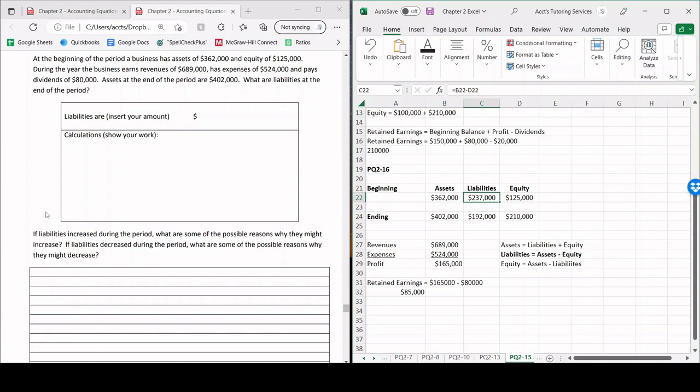If liabilities decrease during the period, what are some of the reasons why? We've talked about this already in prior videos. When we pay down our credit card, it's going to decrease. Or if we pay off a loan that we got from a friend or our family or our parents, it's also going to decrease. So once again, liabilities increase when your future obligations increase, but when you pay down those future obligations, they will decrease.